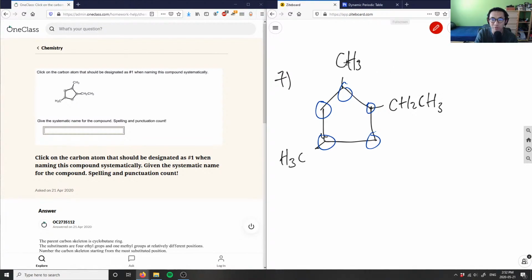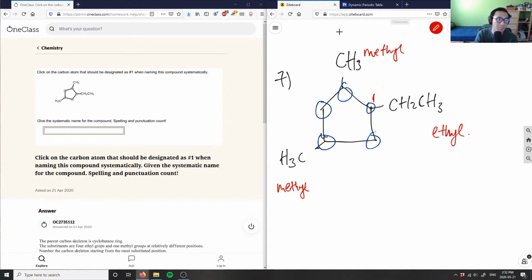Or my alkyl chains. This here is a methyl group. This here is also a methyl group, and this here is an ethyl group. So which one takes priority? Well, the ethyl one takes priority, right? So this one should be number 1. If I were to continue naming this, I would go this way instead of this way, right?